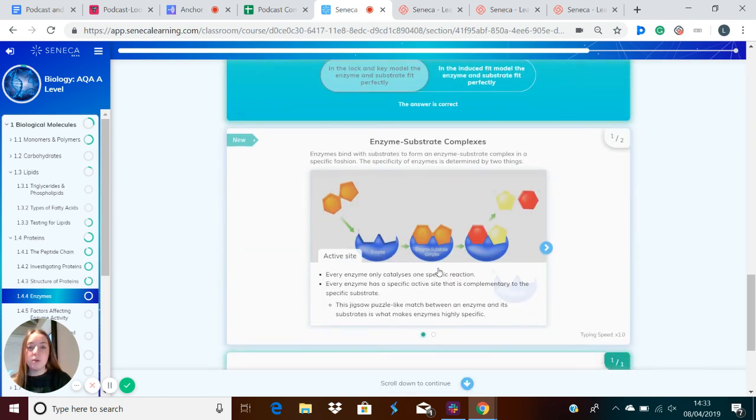So, what is an enzyme-substrate complex? Enzymes bind with substrates to form an enzyme-substrate complex in a specific fashion. The specificity of an enzyme is determined by a few things. One of these is the active site. Every enzyme only catalyzes one specific reaction, and every enzyme has a specific active site that is complementary to the specific substance. This jigsaw puzzle-like match between an enzyme and the substrate is what makes enzymes highly specific.